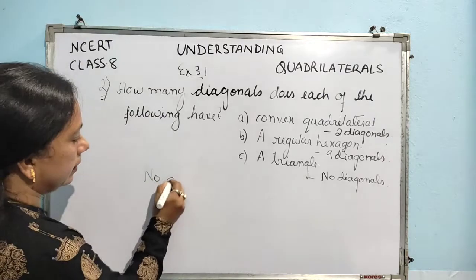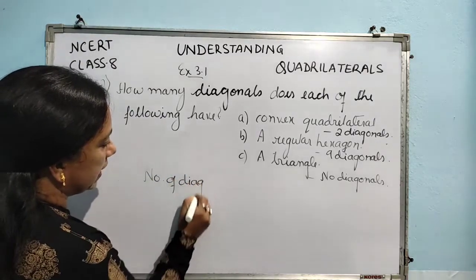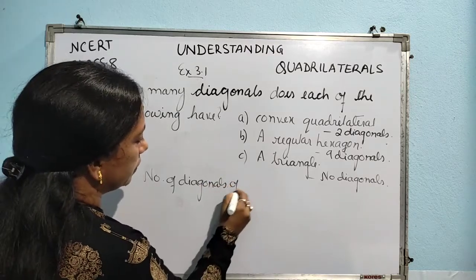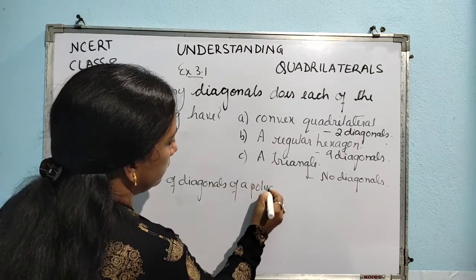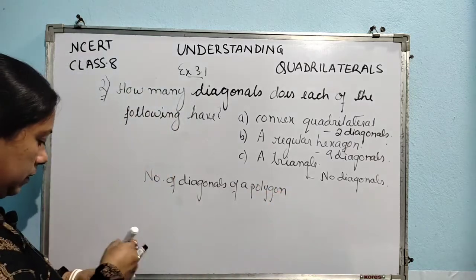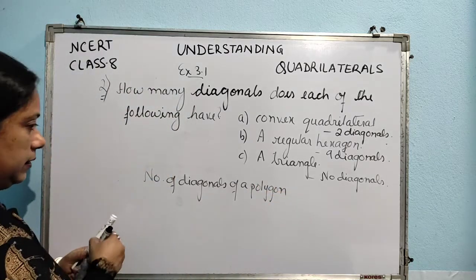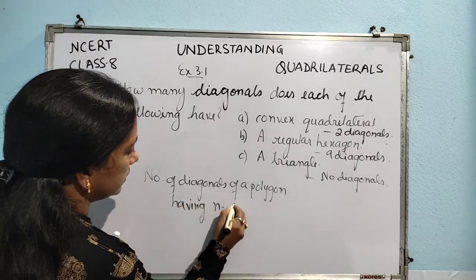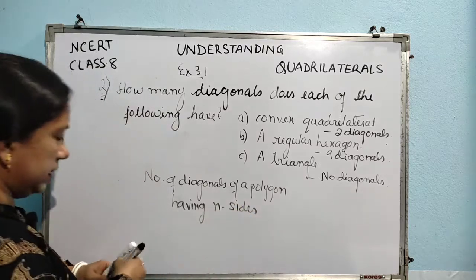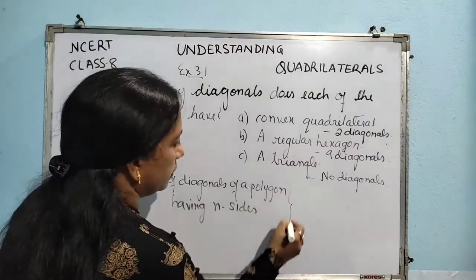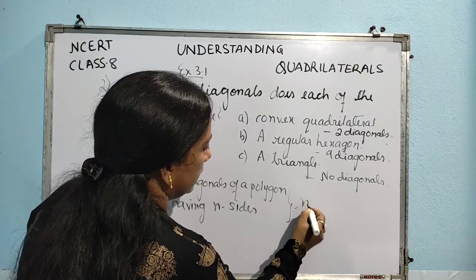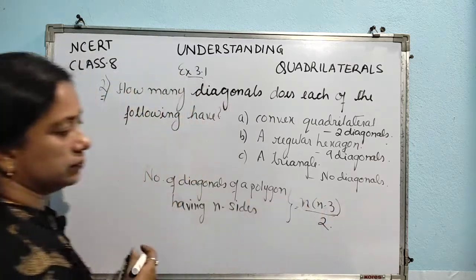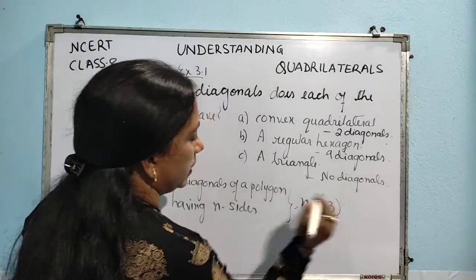It is given by: number of diagonals of a polygon having n sides is given by the formula n into n minus 3 by 2. N into n minus 3 by 2.